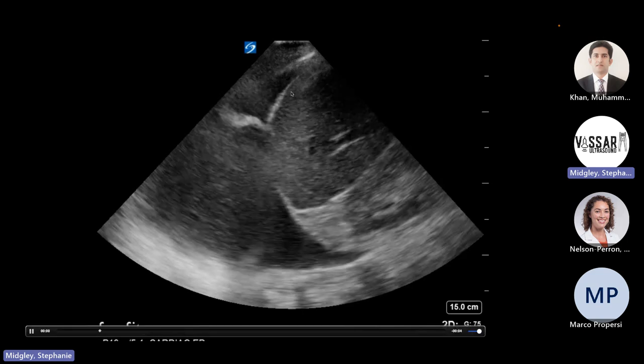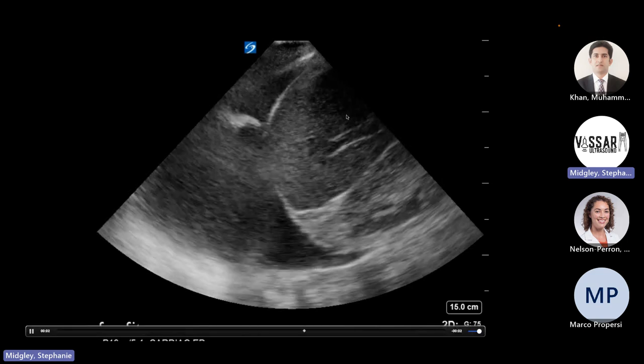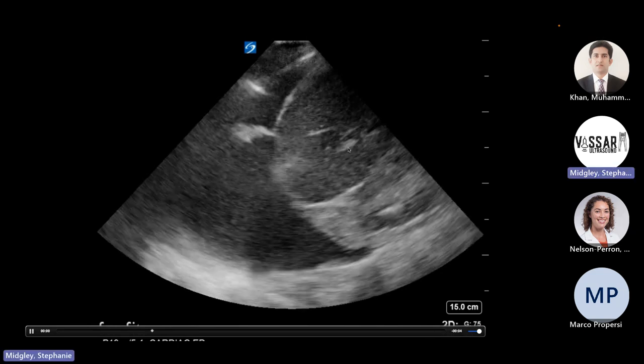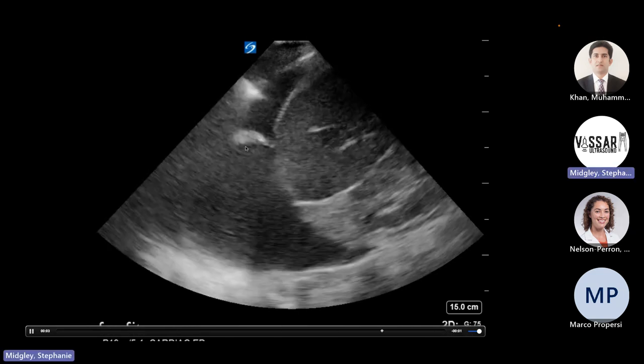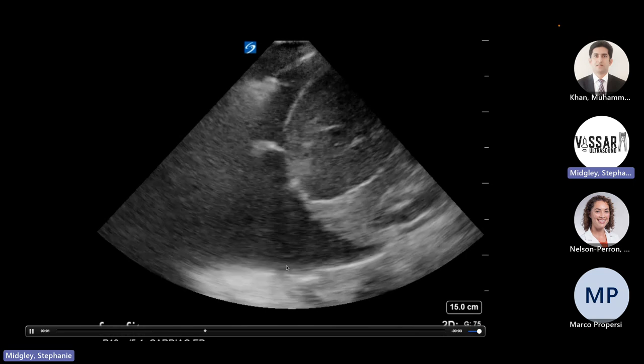So now here's my diaphragm. Here's my liver. There's my kidney. I don't see any free fluid here. Definitely free fluid here, right? And there's my positive spine sign.